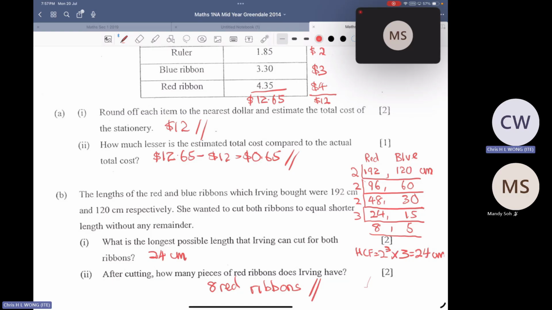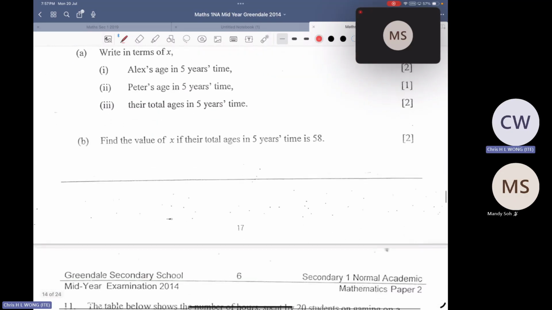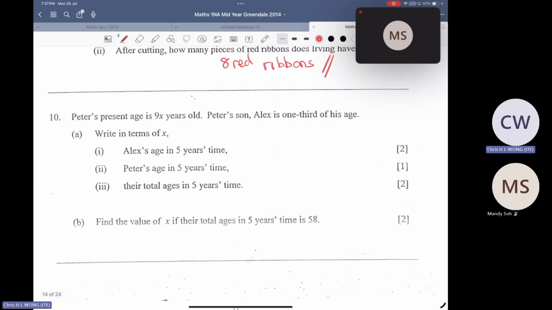Okay, let's see. Next question. Number 10. Another algebra expression, isn't it? I told you, algebra expression must be good. You can do algebra expression, you can do all the logic. Number 10. Peter's present age is 9x years old. Peter's son Alex is 1/3 of his age, right? In terms of x, Alex's age in 5 years' time. Okay.